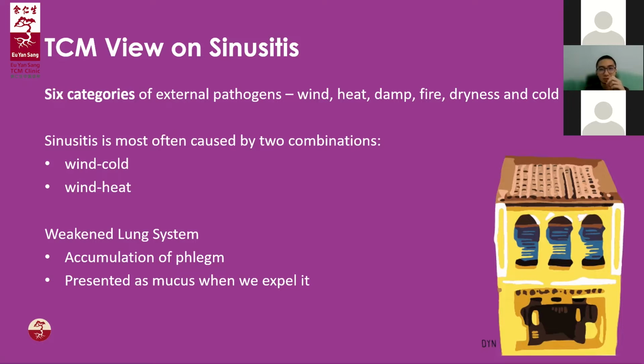So we talk about external pathogens, like wind-heat and wind-cold, and then internal factors, which can be due to poor eating habits, emotional stress, etc., which later we'll focus more on. They can eventually lead to phlegm accumulating in the body, and then presented as mucus when we expel it. In TCM, we view the lung system as internal, but external pathogens can weaken the lung inside, and then your respiratory tract would accumulate the phlegm. So that's why it presents as mucus.